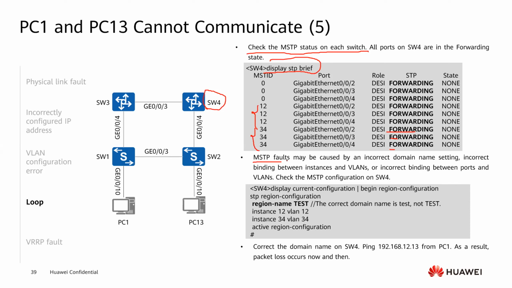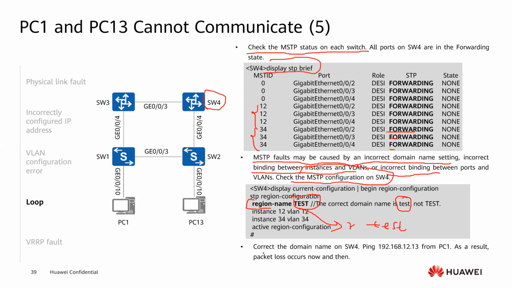So MSTP faults may be caused by an incorrect domain name setting, an incorrect binding between instances and VLANs, or an incorrect binding between ports and VLANs. So we check the MSTP configuration on SW4, and we see the region name. The region name is test, but the region name should be different. So we must change it. We must input this command, region-name test.